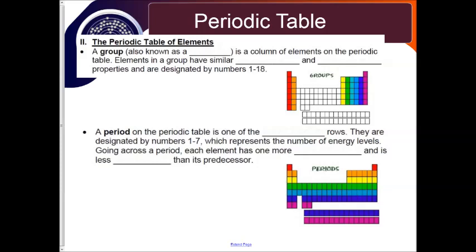Alright, Chem students, today we're going to continue talking about the periodic table. You need your periodic table notes on page 2 and a periodic table and something to write with.